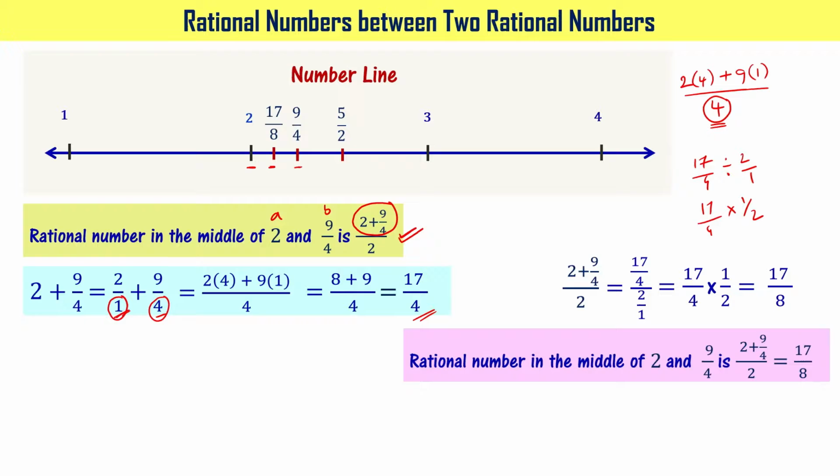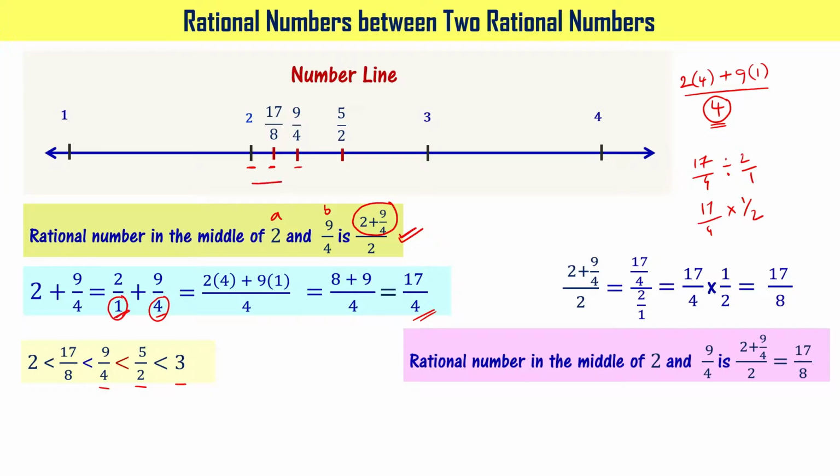In this fashion, we can keep doing so that we can write as many rational numbers in between given two rational numbers, right? But that is a tedious process. Anyway, as you see here, 2 is smaller than 17 by 8. That is smaller than 9 by 4. That is smaller than 5 by 2. That is smaller than 3.